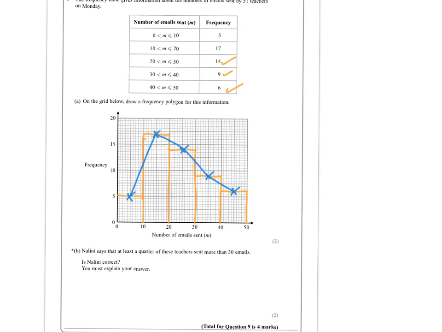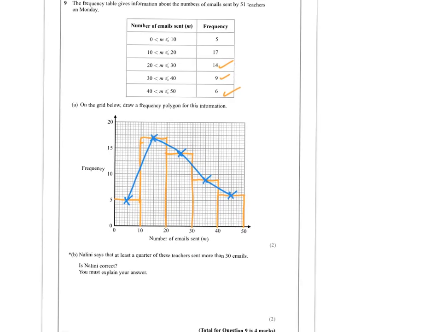Now, the next part of the question says, somebody thinks that at least a quarter of these teachers sent more than 30 emails. So if we look at this class interval here, it says that the number of emails has to be more than 30 but less than or equal to 40, and this class interval is safely above 30 already. So we need to be counting up 9 and 6 in terms of the frequency, and that would give us 15 people out of the 51 sent more than 30 emails.